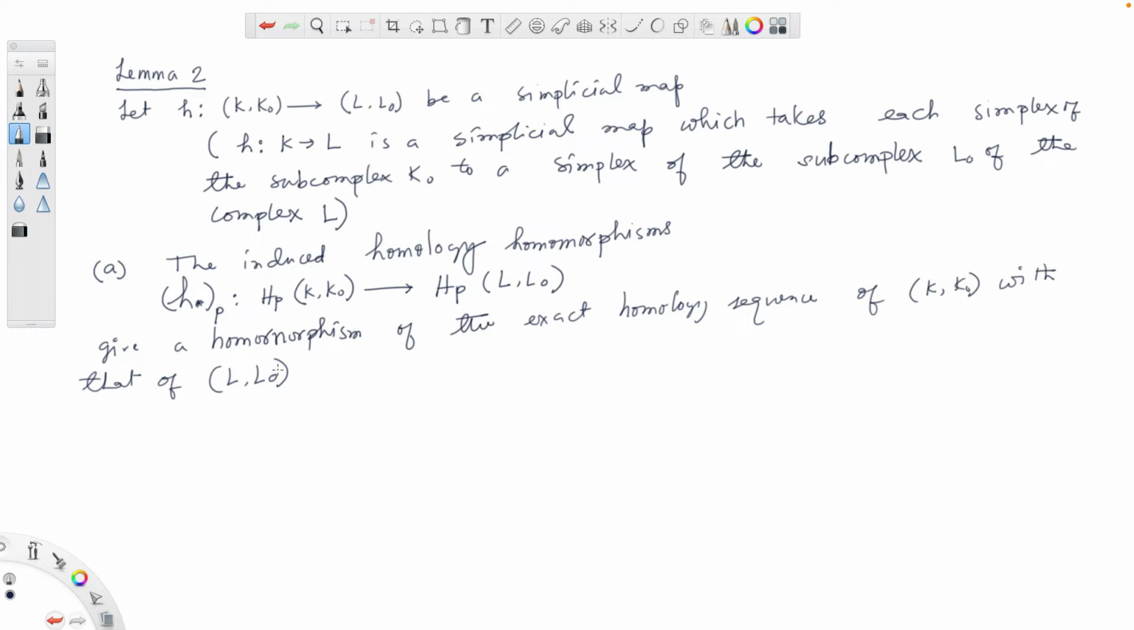Okay, so there are two exact homology sequences, one for the pair K comma K0 and another one for L comma L0. And these two exact homology sequences talk to each other by means of a homomorphism that is induced from the simplicial map H.